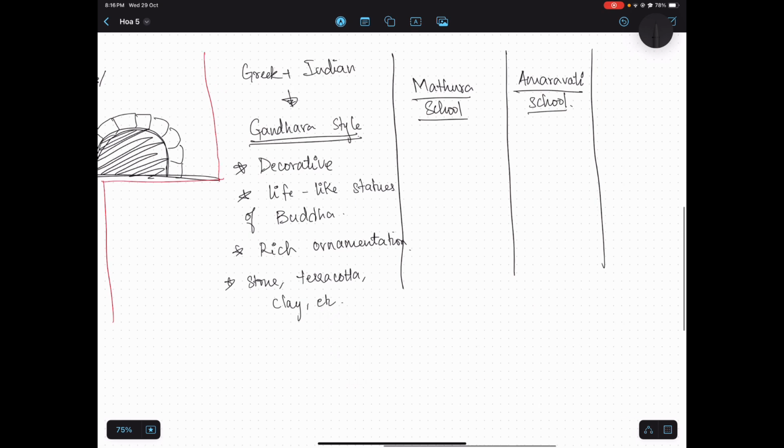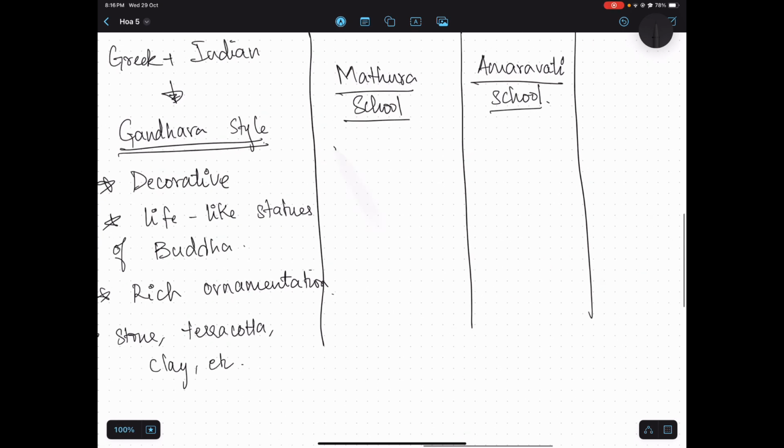If you see the Mathura style, this looked more spiritual. It had a more spiritual feel compared to the Gandhara style. And it also was made using red spotted stone. And you can also find some Jain deities in here.